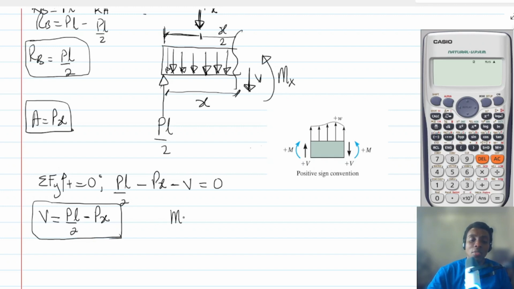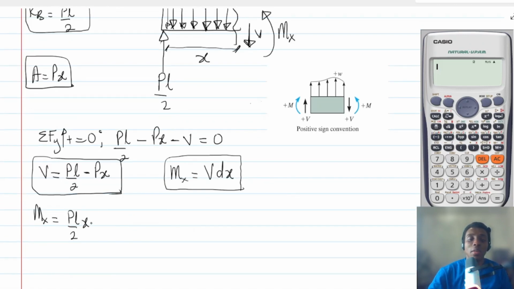Now, interestingly, if I integrate shear force with respect to distance, I get moment. Sorry, please let me go over it again. If you integrate shear force with respect to distance, you will get moment. Okay, let's try to integrate this and see what will happen. So let's integrate this with respect to x. It is going to be PL over 2, then x will come here. And then minus, if I integrate Px, it is going to be P multiplied by x squared divided by 2.